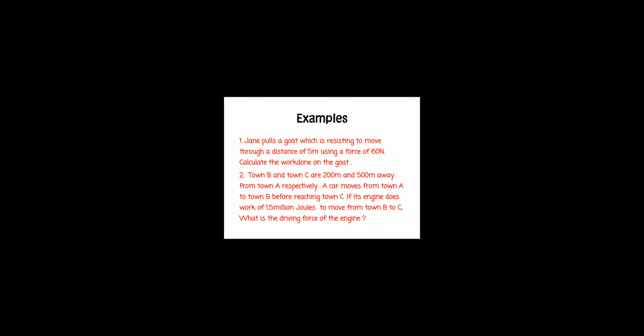We have an example where they have told us that there is a force of 60 newtons that is pulling a goat. This goat is resisting, and this goat is pulled through a distance of 5 meters. So they're asking us for the work done. Now, if you are to calculate the work done, we have to remember our definition. We said that work done, I'm going to abbreviate it with W, is equal to the force times the distance. Force is in newtons, and you take care that distance should be in meters.